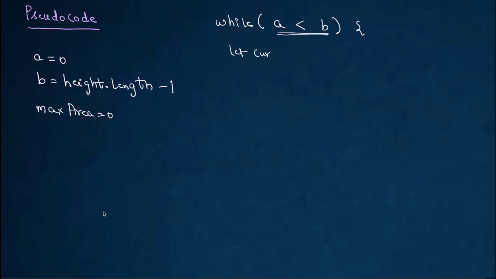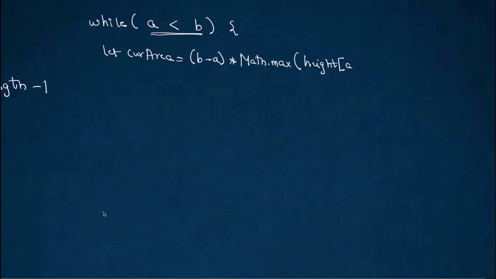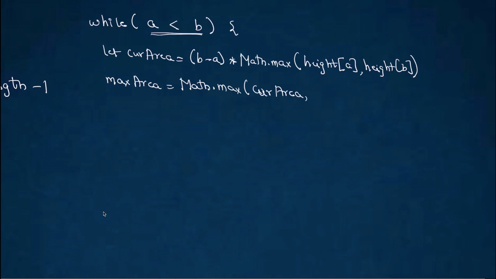So let's do that. Current area is equal to b minus a. This is similar to how we took in our brute force approach, into math.max of height of a comma height of b. We update the max area with the greater number. We check if current area is greater than the max area. We set max area to the current area, otherwise we set max area to the max area itself.